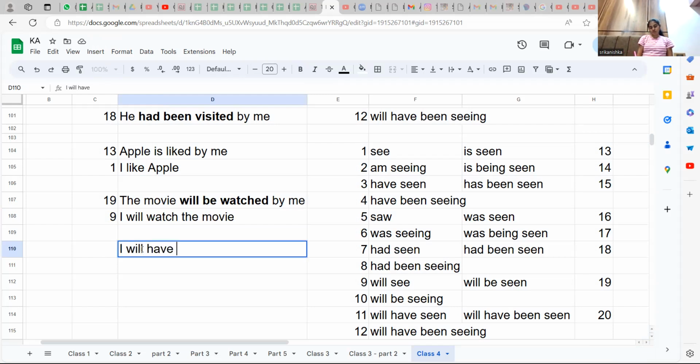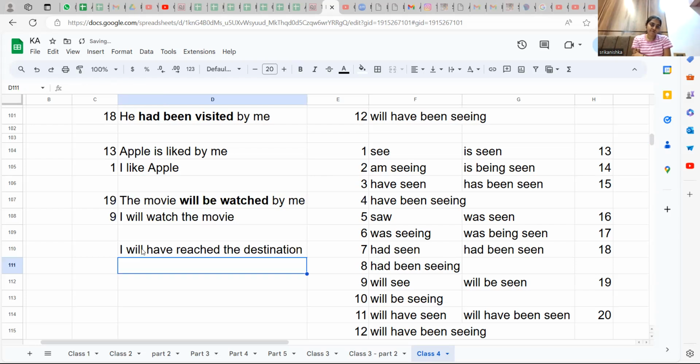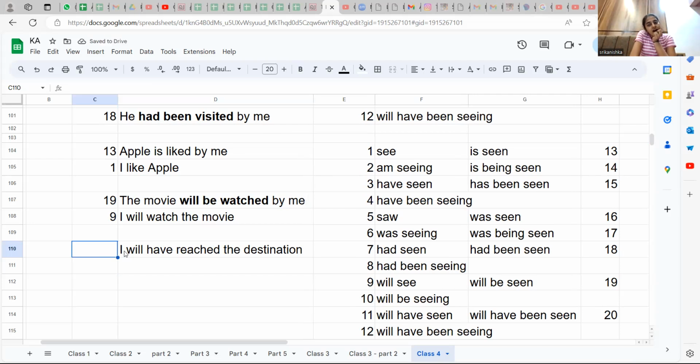I will have reached the destination. I will reach the destination. Sir, number 11. I will have reached there. Very nice. It will be changed to number 20. And give me that.